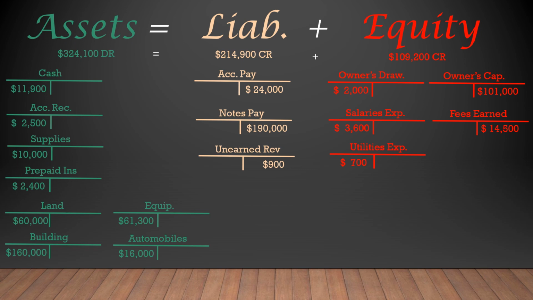Next, we post our adjusting entries to our ledger accounts. Every journal entry we book gets posted to the general ledger. Our adjusting journal entry for supplies will decrease both our supplies asset and our net equity by $4,000.